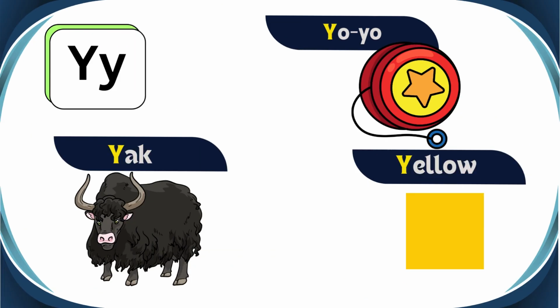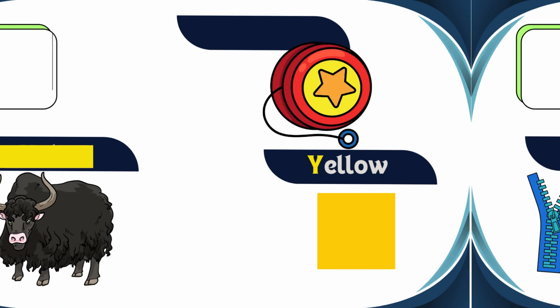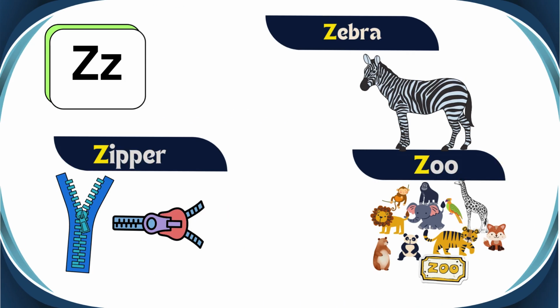Y for yo-yo, Y for yak, Y for yellow. Z for zebra, Z for zipper, Z for zoo.